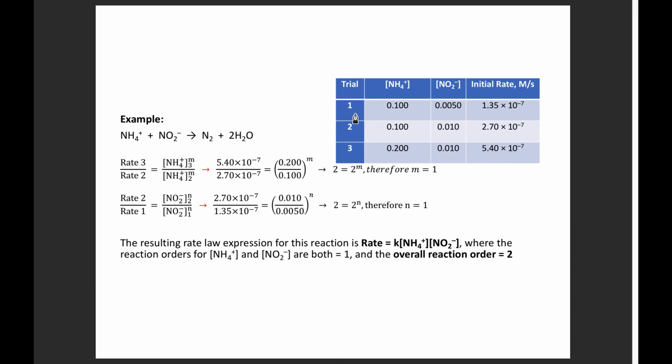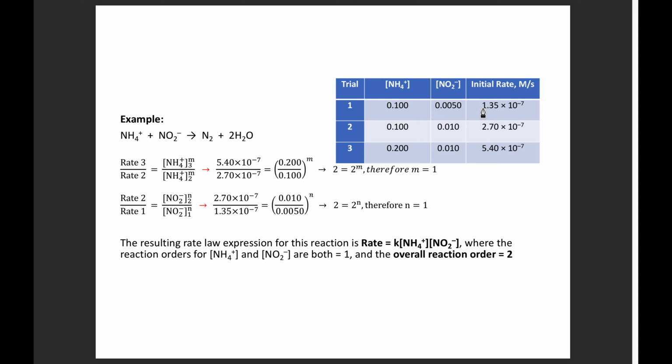And we have trial number 1, for example. We have ammonium and nitrite. So the concentration of ammonium, let's just say in trial 1 is 0.1. And then we put that together with nitrite at a 0.005 concentration, moles per liter. And then we measure the rate of the reaction, the initial rate. And it turns out to be this value here. So with this starting concentration and this starting concentration, this is the rate of the reaction based on what you started with.